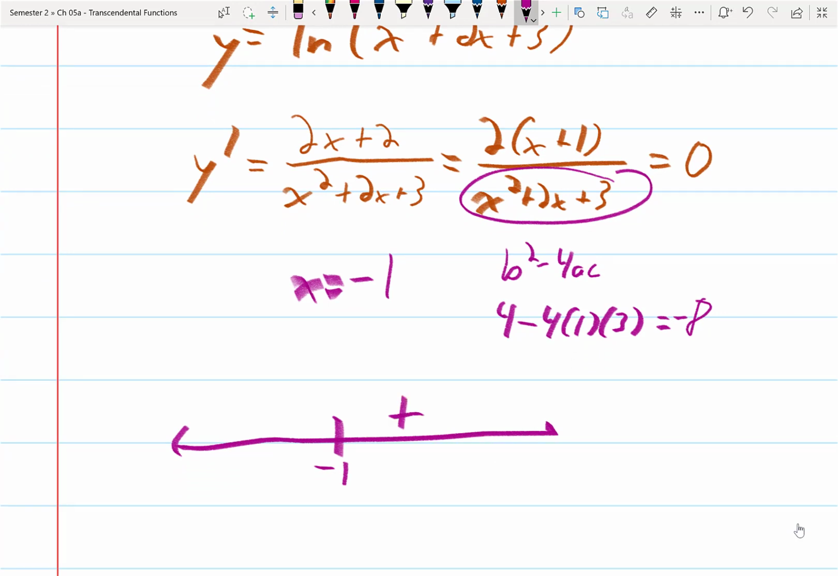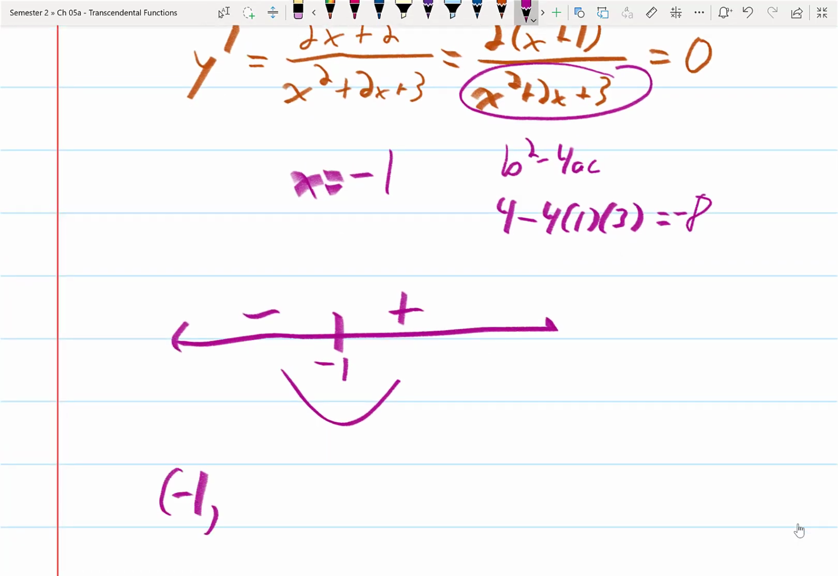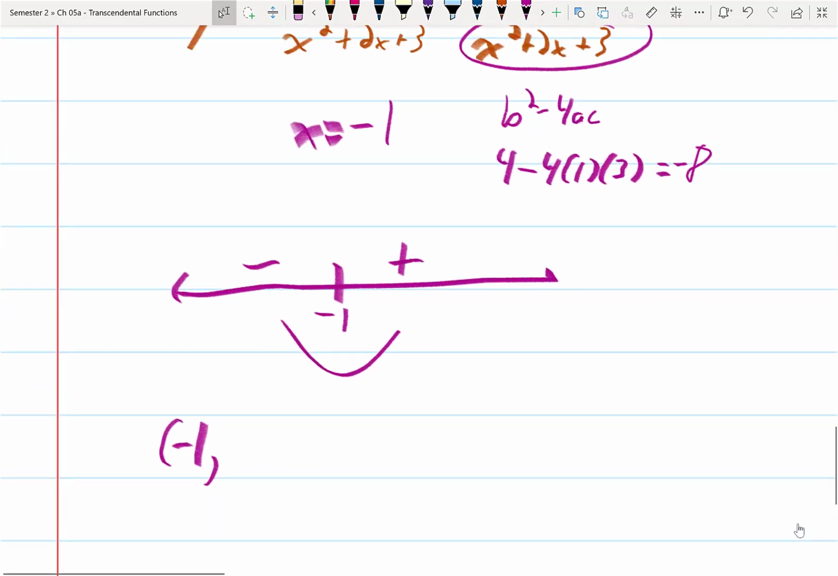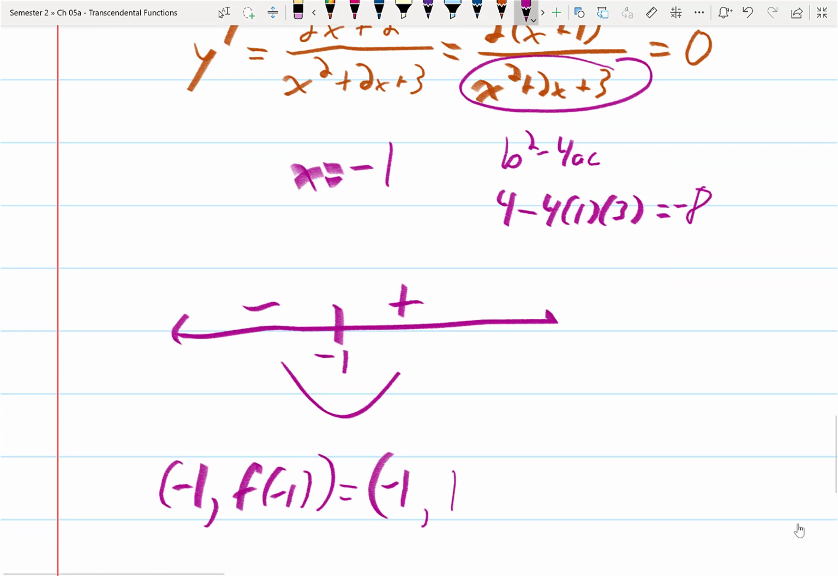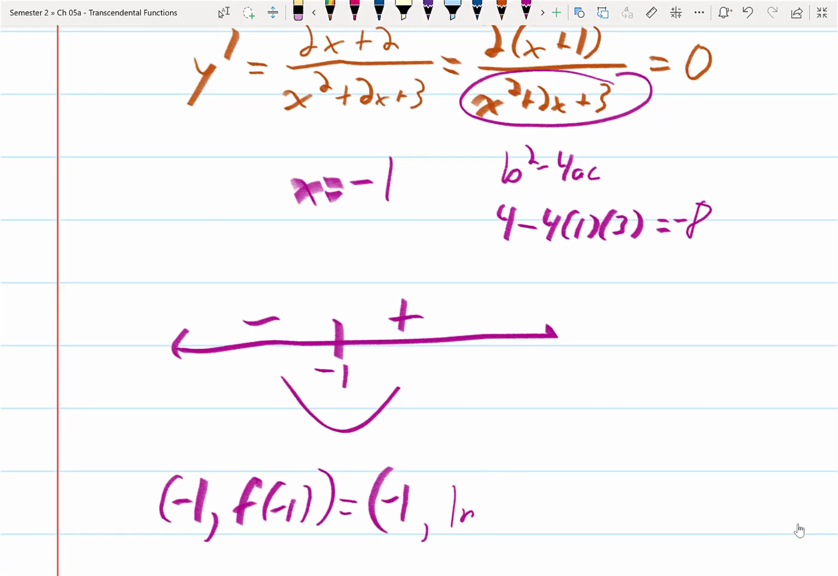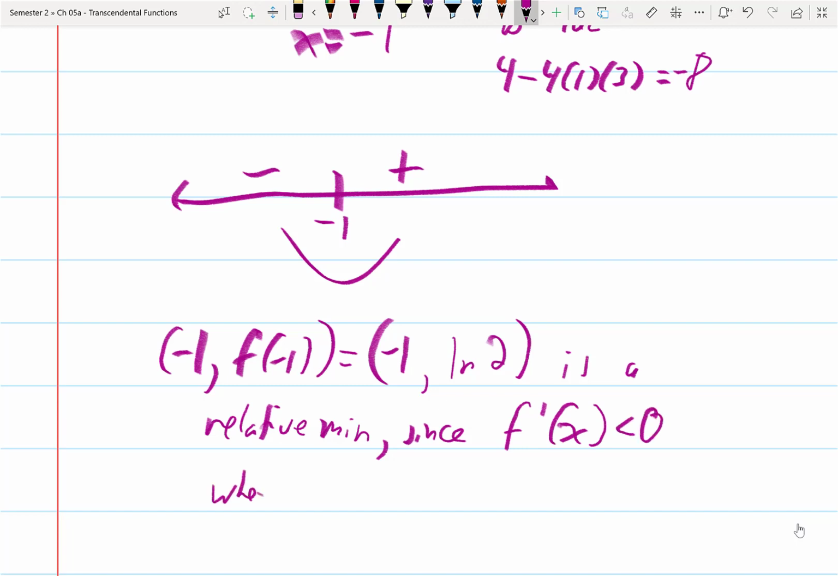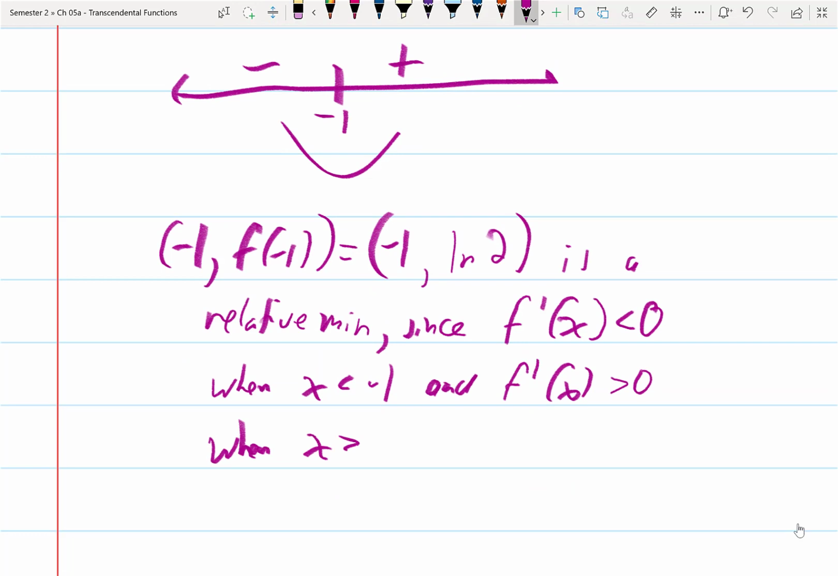Greater than negative 1, I'm going to get a positive. Less than negative 1, I'm going to get a negative. So what I can say is this is decreasing, increasing. I'm going to say that negative 1, comma, let's plug that into the original. f of negative 1 is equal to the natural log of negative 1 squared plus 2, so 1 minus 2 plus 3 is 2, so it's just natural log of 2. And this is a relative min since f prime of x is less than 0 when x is less than negative 1, and f prime of x is greater than 0 when x is greater than negative 1.